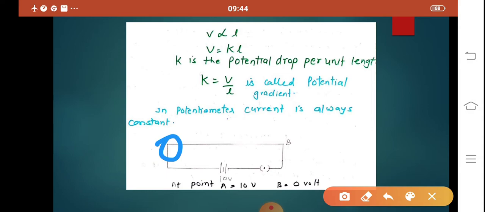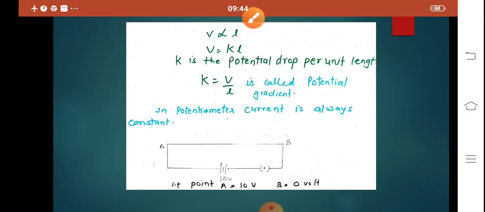Now when we say the potential drop between A and any point at distance L from A, it is directly proportional to L. V is directly proportional to L. To remove the proportionality sign, we introduce one constant K, so V equals KL. K is called the potential drop per unit length, or K is called the potential gradient. In a potentiometer, the current is always constant.